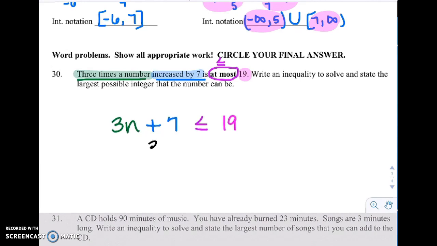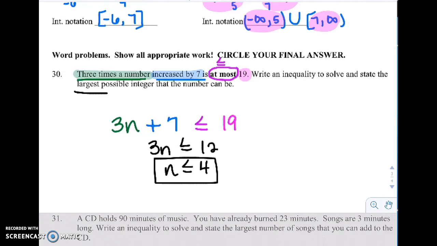So I'm going to quickly solve this. It's nice and easy. You would subtract 7 on both sides. You get 3n is less than or equal to 12. When you divide by 3, you get n is less than or equal to 4. So that's part of your answer. But also, what is the largest possible integer? The largest possible integer that is less than or equal to 4 is 4.